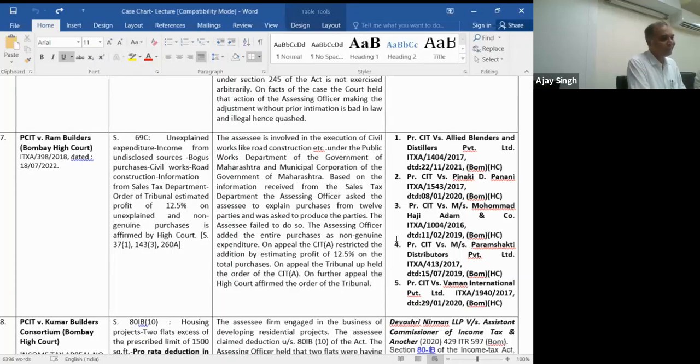If you have received from the state, the department has accepted in many cases, the department counsel says, yes, this is already covered. So here also, I think there is no question of further relief because it is not the assessee's appeal. It's Ram Builders. So 12.5% is as in Mohammed Haji Adam. Yes, because this is a department's appeal, there is no question of further relief.